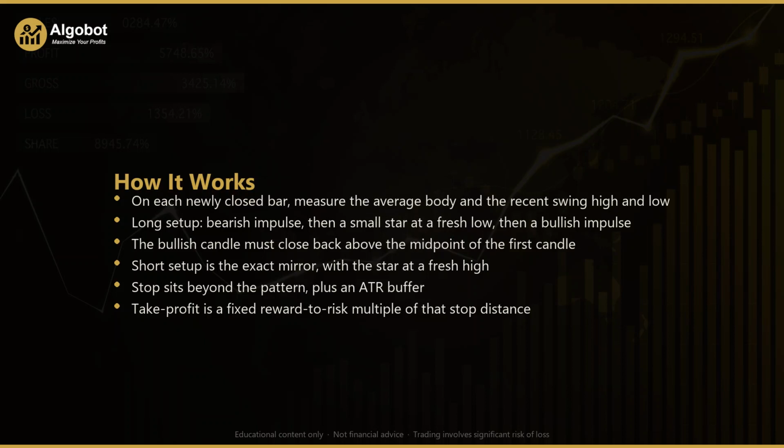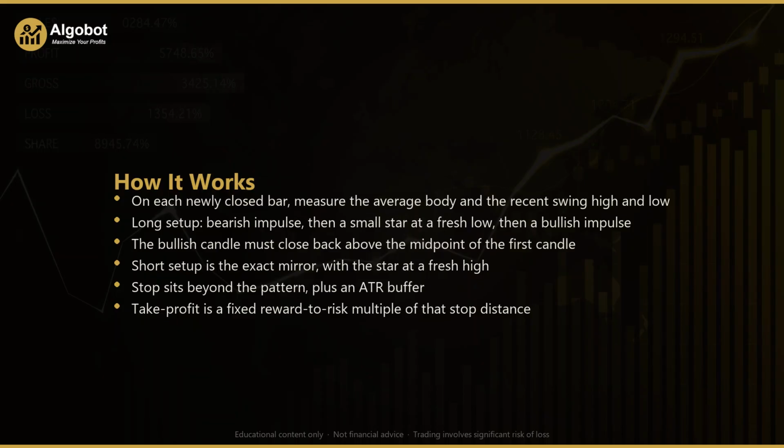Crucially, this star must reach a fresh low, dipping to or below the prior support extreme. The third candle is a strong bullish impulse that closes back above the midpoint of the first candle's body. That close is the confirmation that buyers have stepped in and reclaimed control. When all of those conditions are met together, the EA opens a long position.